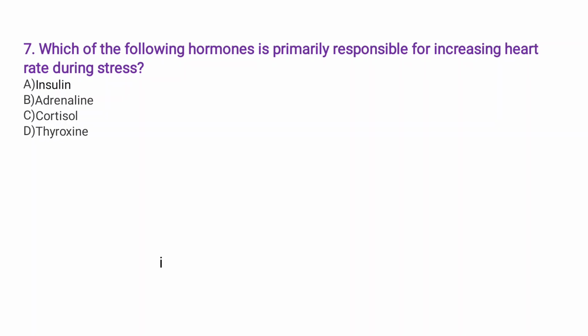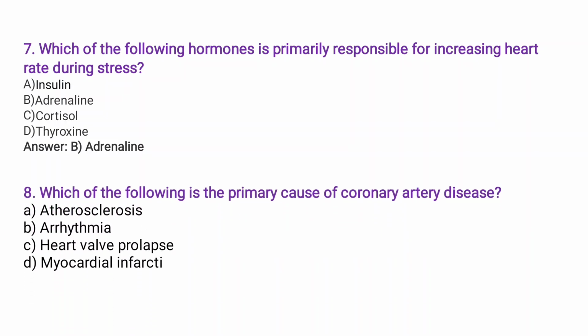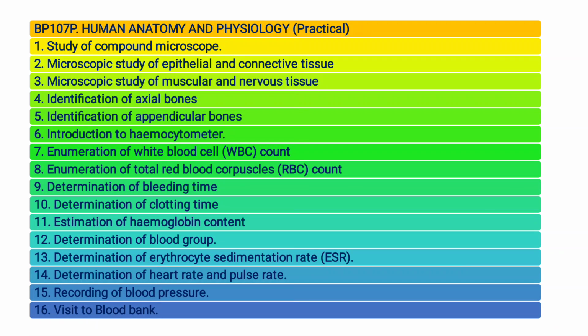Next, which of the following hormones is primarily responsible for increasing heart rate during stress? That is adrenaline. Which of the following is the primary cause of coronary artery disease: atherosclerosis, arrhythmia, heart failure, or myocardial infarction? Atherosclerosis. These are the different practicals.